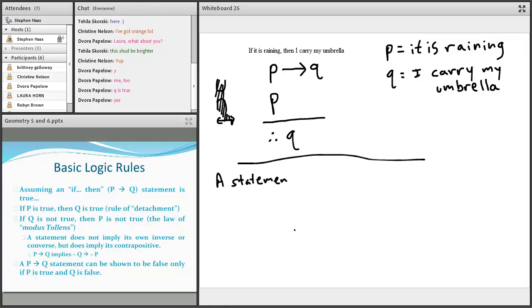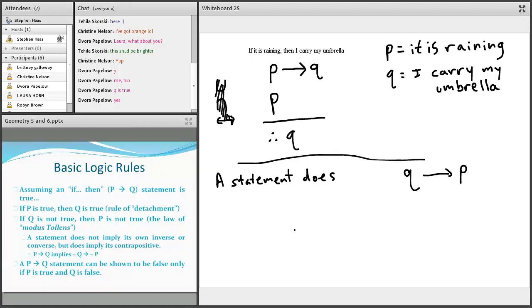I'm not even going to write it over here because it's written on the slide. I was going to say a statement does not imply its own converse. Converse is the opposite direction. So for example, if P then Q is true, does that prove that Q then P is true? The answer is not necessarily true.